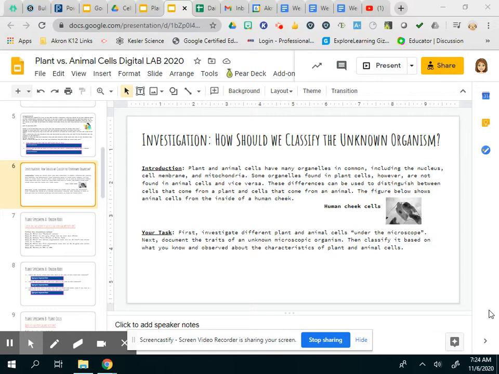Your task: First, investigate different plant and animal cells under the microscope. Next, document the traits of an unknown microscopic organism. Then classify it based on what you know and observed about the characteristics of plant and animal cells.